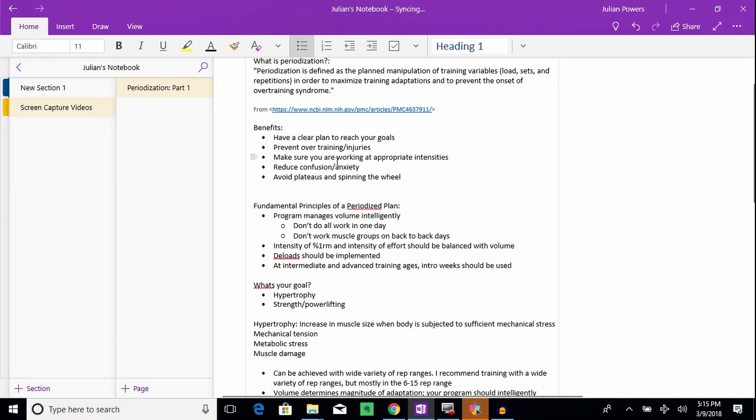So having a periodized program is going to lay out for you when you need to increase RPE, when you need to increase percentages of 1 rep max, things like that. So you make sure you see proper adaptations without under or overdoing anything.